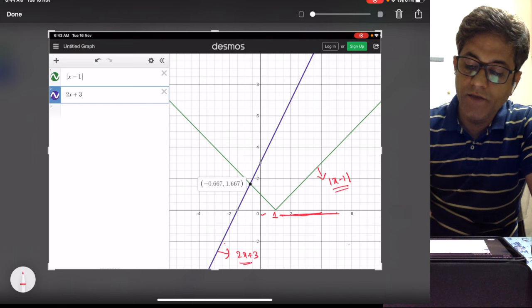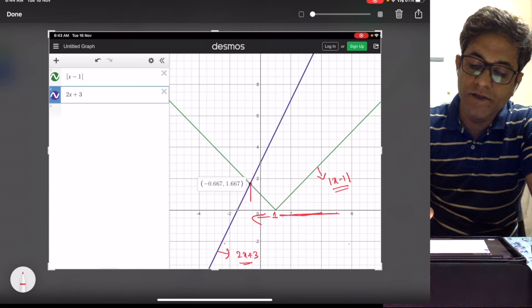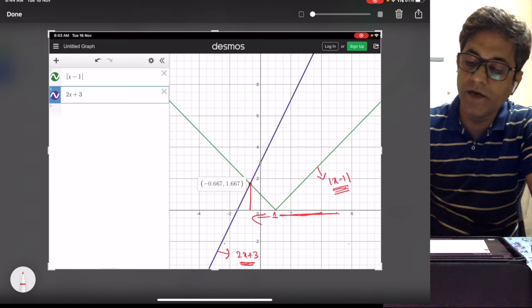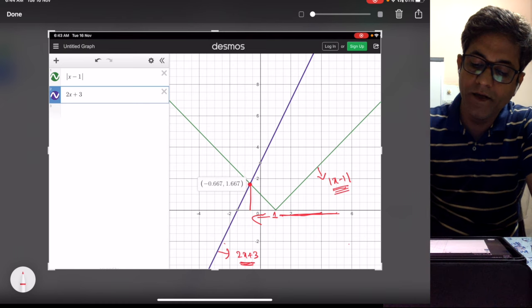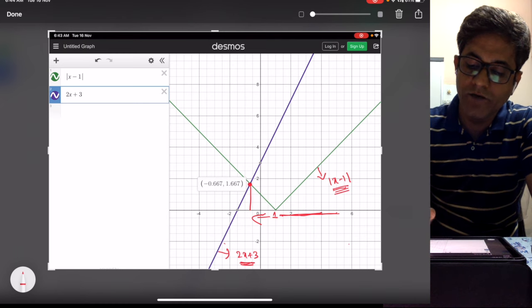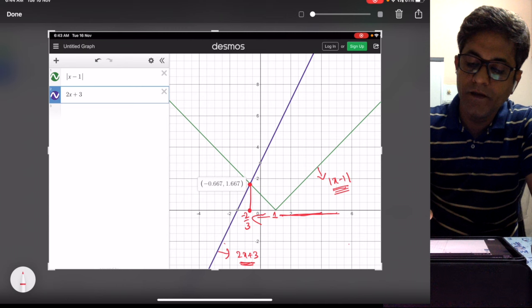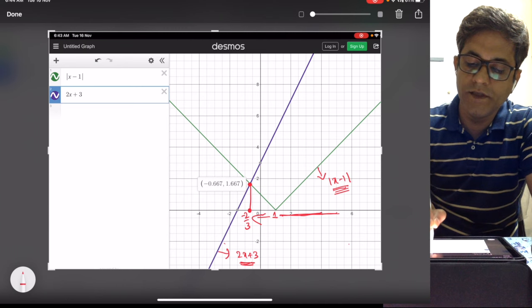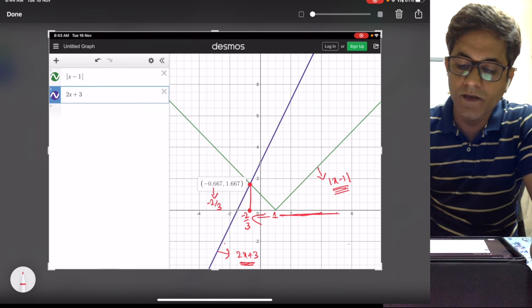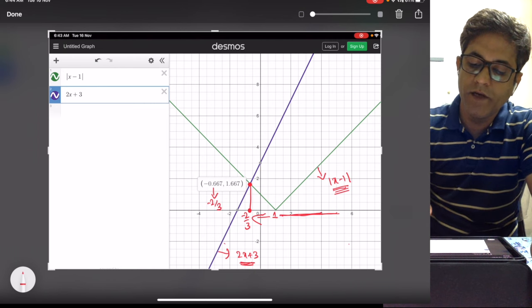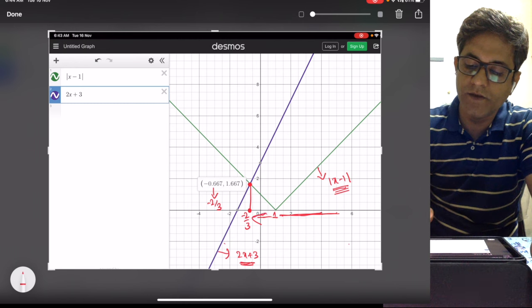And in case 2, if x is less than 1, we got one solution. So the lines y equals 2x plus 3 and y equals mod x minus 1 are intersecting at one point. The x coordinate of this point is x equals minus 2 by 3. So this is the one solution. Minus 2 by 3 is minus 0.667. Therefore, it has one solution for x less than 1.